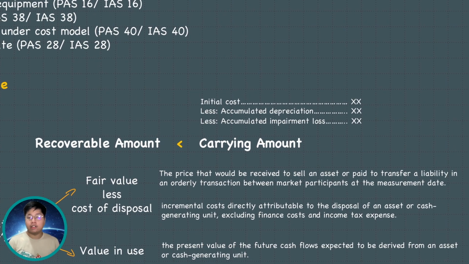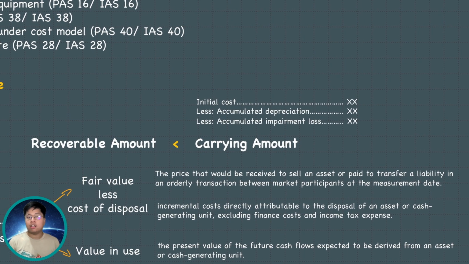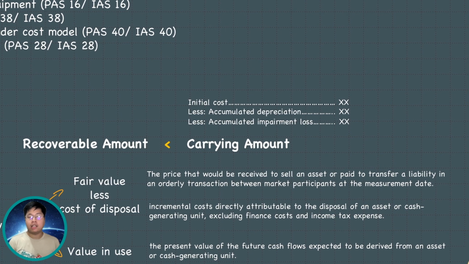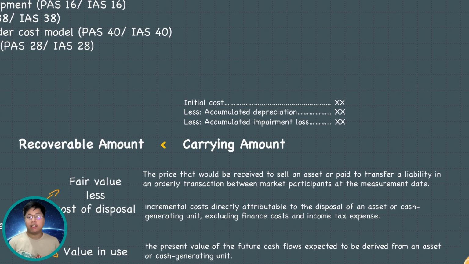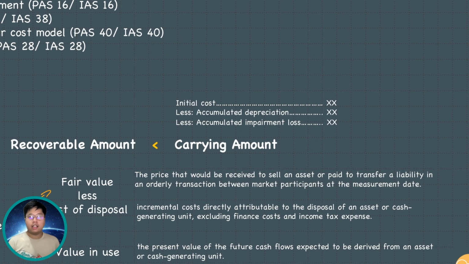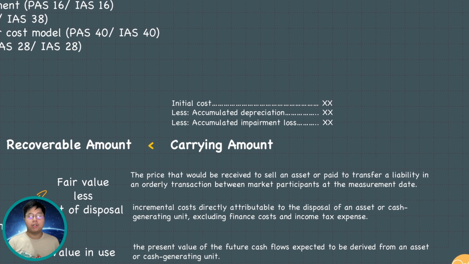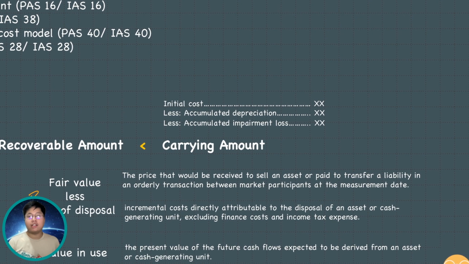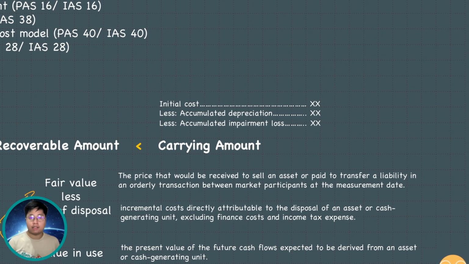According to the accounting standard, the fair value is the price that would be received to sell an asset or paid to transfer a liability in an orderly transaction between market participants at the measurement date. Cost of disposal is the incremental cost directly attributable to the disposal of the asset or cash generating unit, excluding finance costs and income tax expenses.